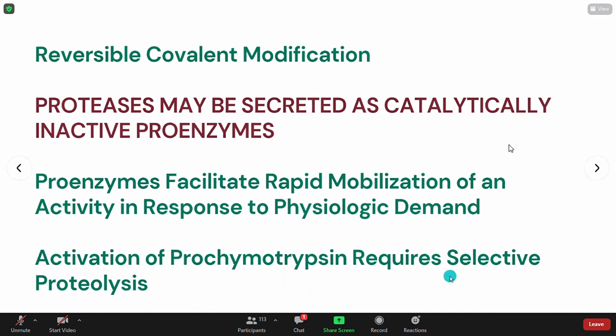Activation of proenzymes requires selective proteolysis. That's the one that I've shown you. There are enzymes that cut at specific places of the polypeptide chain in order that it will be activated. And not only enzymes are being activated like that. Also your hormones that are protein in nature are activated similarly, like your insulin, which is activated by cutting portions of the polypeptide chain.